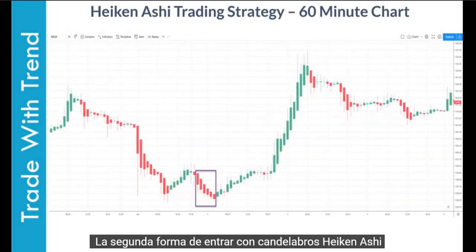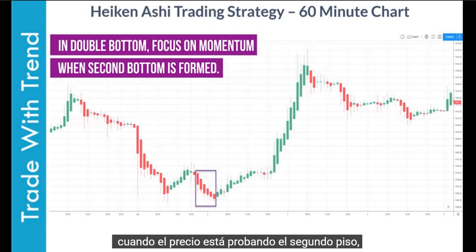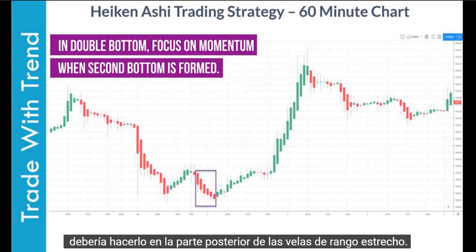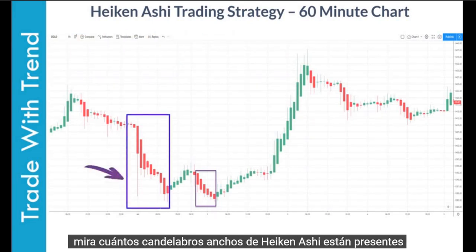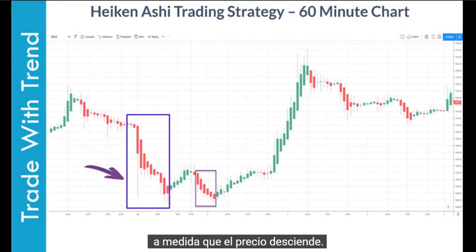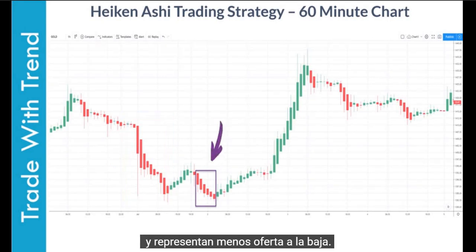The second way to enter with Icon-SE candlesticks is to enter on a double bottom pattern. Under this concept, when price is testing out the second bottom, it should be doing so on back of narrow range candlesticks. If you now focus on this first bottom formation here, look at how many wide Icon-SE candlesticks are present as price moves lower. Now second time around, if you see, candles are much narrower in range and represent less supply on the downside.